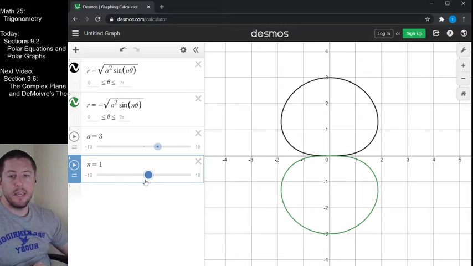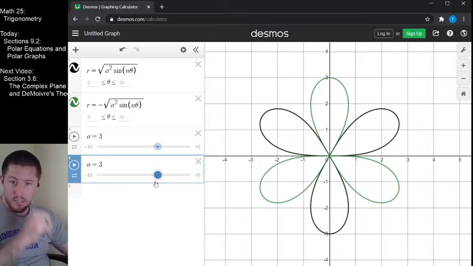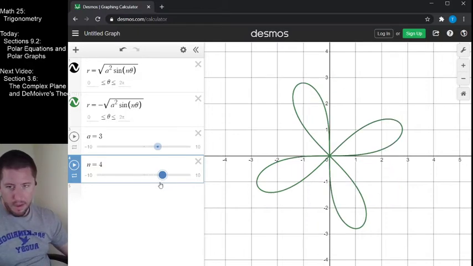Now looking at this, I can see with n equals 1, I'm getting a total of 2 petals. N equals 1 gives 2 petals. N equals 2 gives 2 petals. N equals 3 gives 6 petals. N equals 4 gives 4 petals.